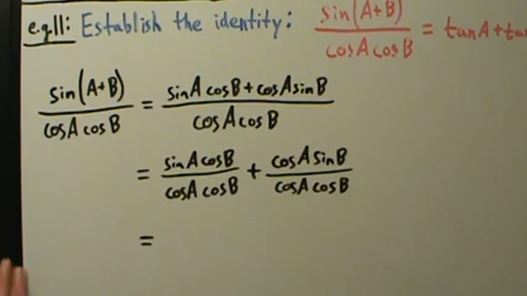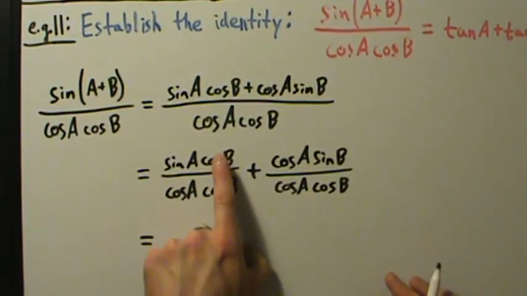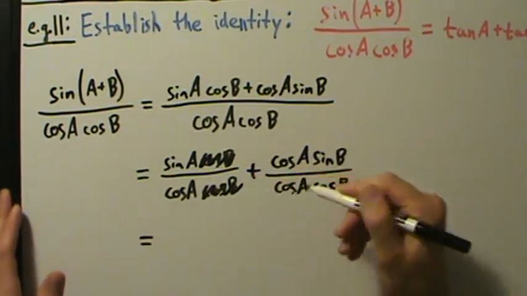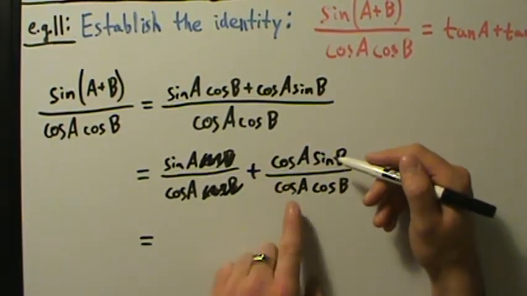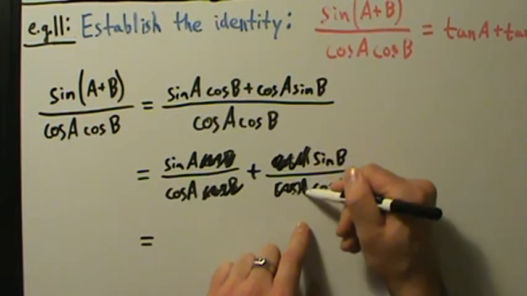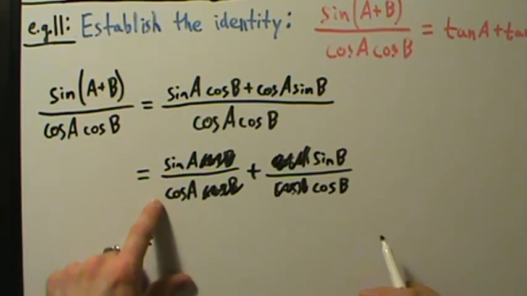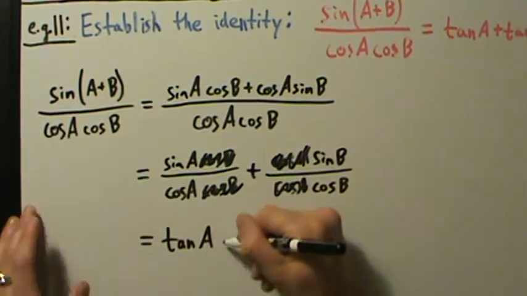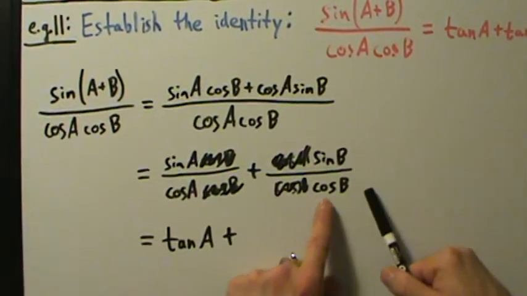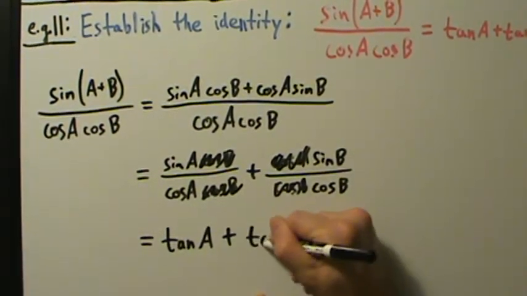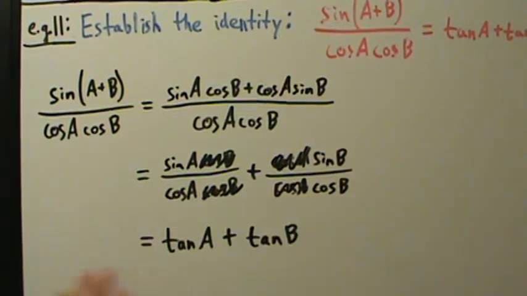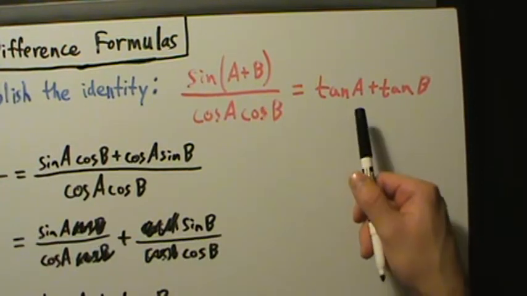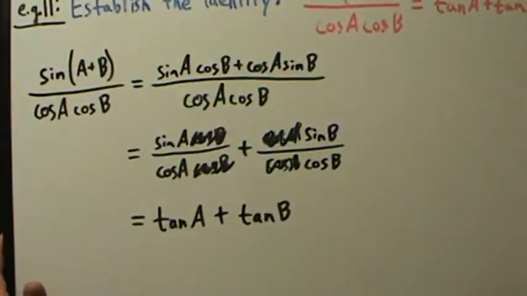So now let's simplify. We have cosine b on top and cosine b on bottom, so the cosine b's cancel. And then here we have cos a, so those cancel. And now here's sine of a divided by the cosine of a, that is the tangent of a. And then we have plus sine of b divided by the cosine of b, that is the tangent of b. Okay. And that's exactly what we wanted. We wanted to show that this mess over here equals tangent of a plus tangent of b, and that's exactly what we just found out.